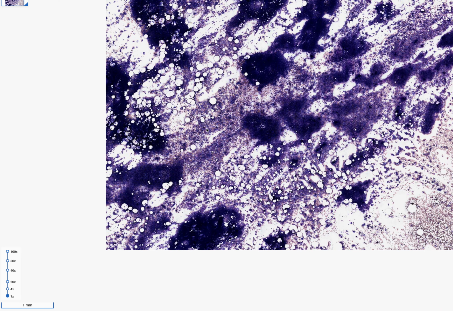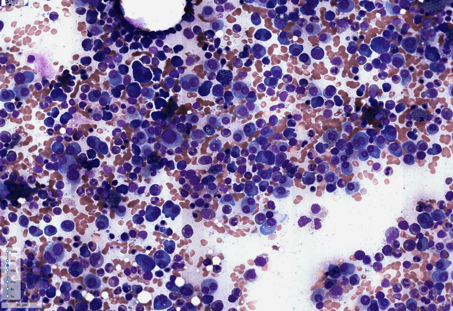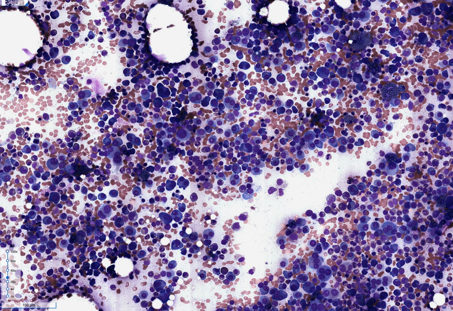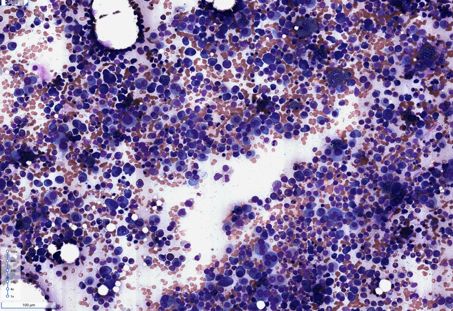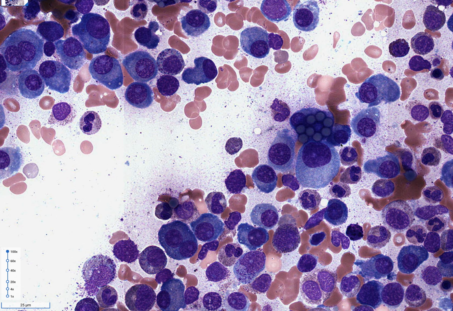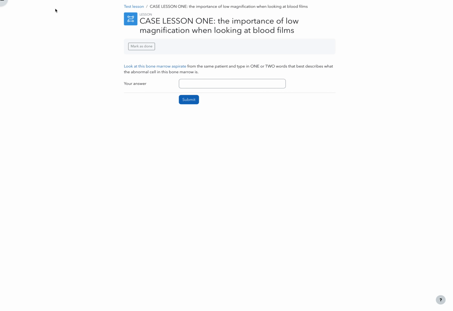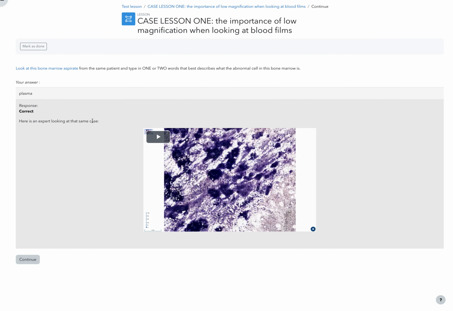You can move in here, zoom in, zoom out. You can see this plasma cells overtake this bone marrow. There's some beautiful examples of Mott cells shown here. We go back and it asks you what cell is abnormal in this bone marrow, and any version of plasma cell or Mott cell works as a correct answer. You get another correct answer, you get an expert looking at the same bone marrow.